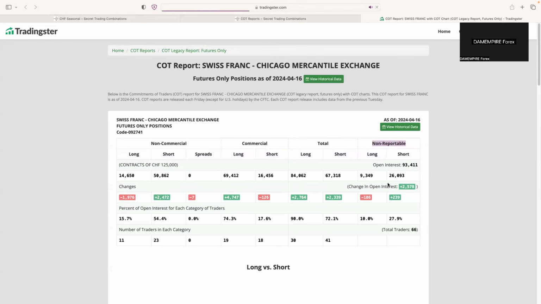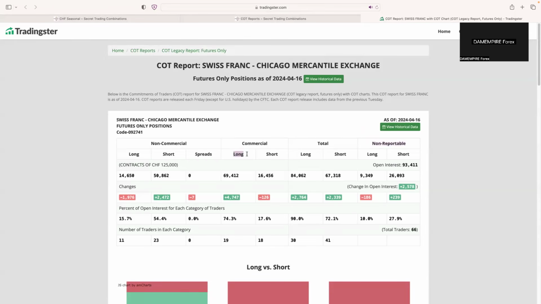As I said, this is my own personal way of looking at the market, not any financial advice to you whatsoever. So I look at commercials, what they're doing. Long means buy, short means sell. Buy means going up, short means going down. And what we tend to do is look at how much change has happened over time. So in this case, we look at the changes for the commercials, right here.